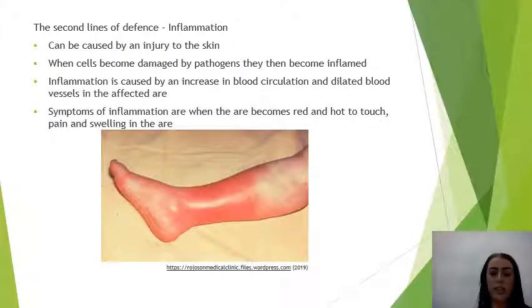The next part is the second line of defence. The first part to this is inflammation. Inflammation can be caused by an injury to the skin. When cells become damaged by pathogens, they then become inflamed. Inflammation is caused by an increase in blood circulation and dilated blood vessels in the affected area. Symptoms of inflammation are when the area becomes red and hot to touch. You may experience pain or swelling in that area. Looking at the diagram there, we can see the inflammation, which shows as a more pink reddy colour.